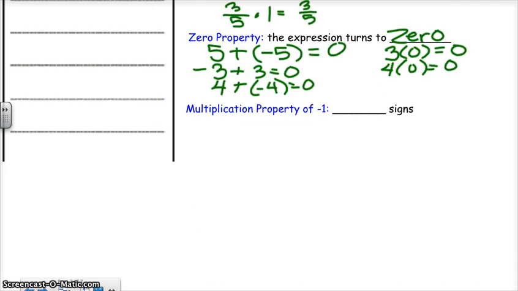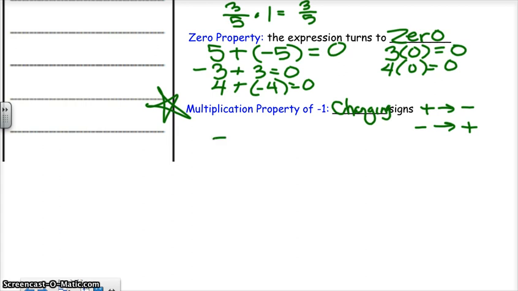The multiplication property of negative 1 is definitely a biggie. It's one that you are assessed on quite frequently, or that you should just know and become familiar with. If you multiply things by negative 1, all you're doing is changing the signs. You're going from positive to negative or from negative to positive. And how you do that: if I tell you to change the sign, you multiply through by negative 1.